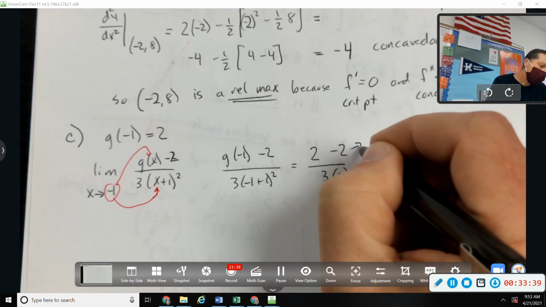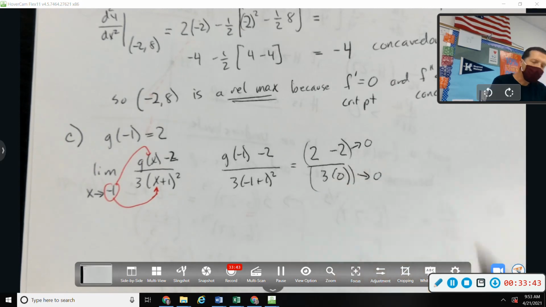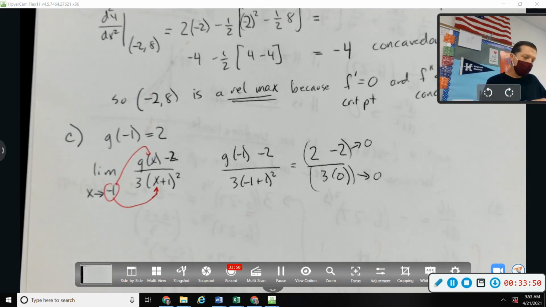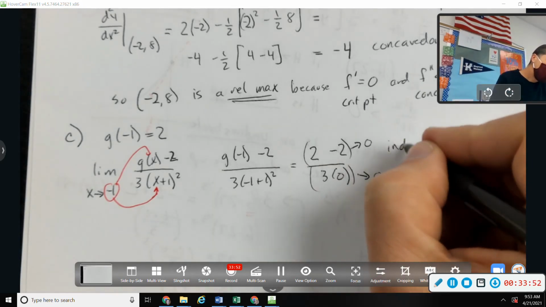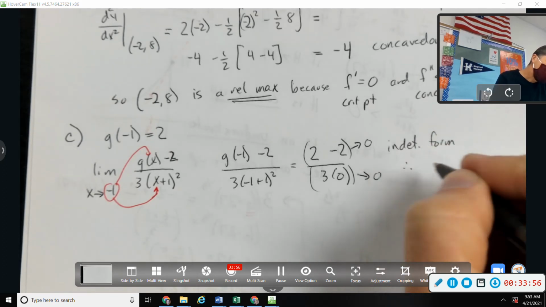Okay, here's where we have to be careful. I don't really want to write equals 0 over 0 because that's not true. I want to somehow say that it's 0 over 0. The top is 0 and the bottom is 0. So this is the indeterminate form. Therefore, I'll use L'Hopital's rule.